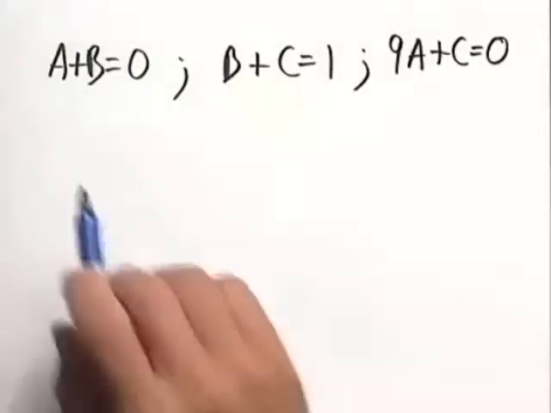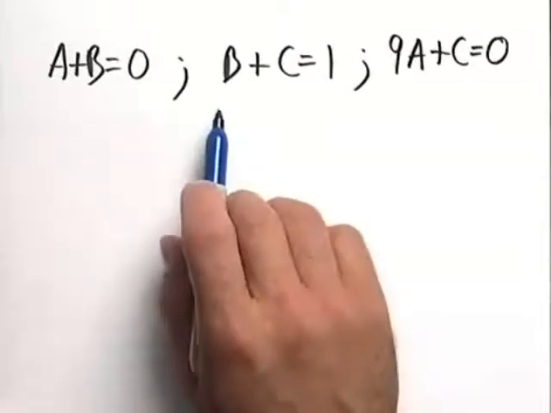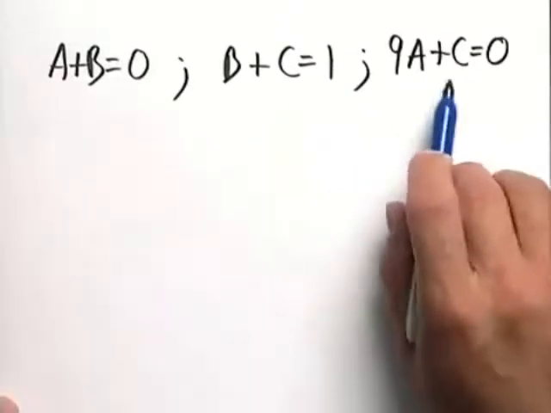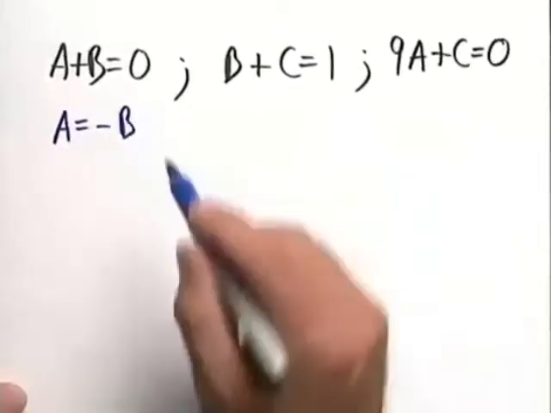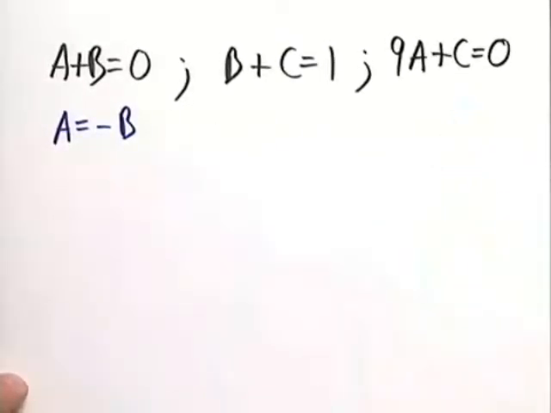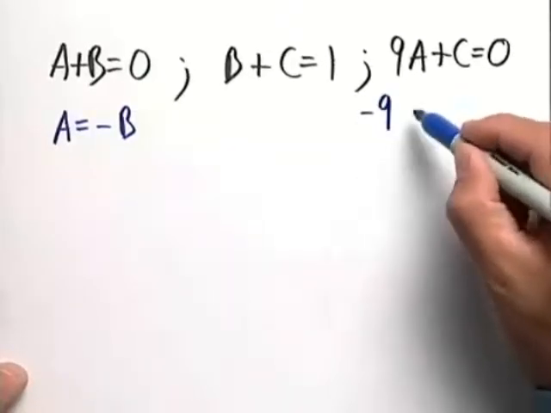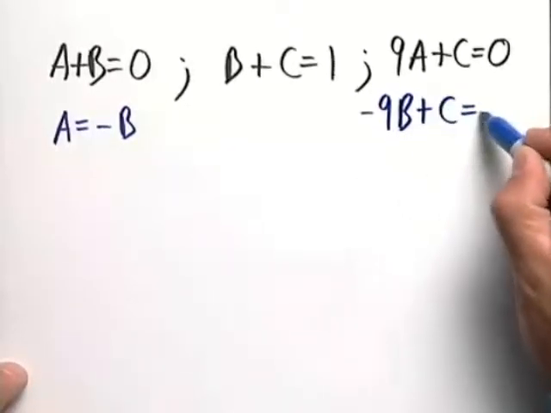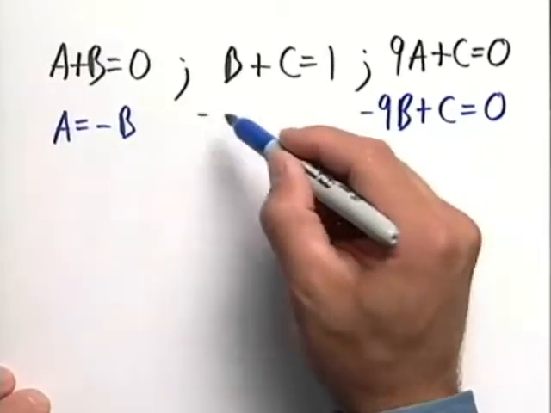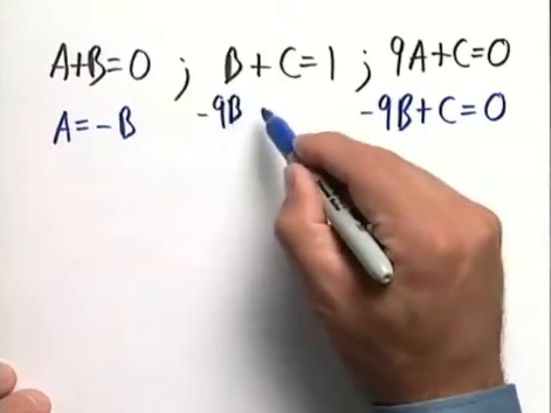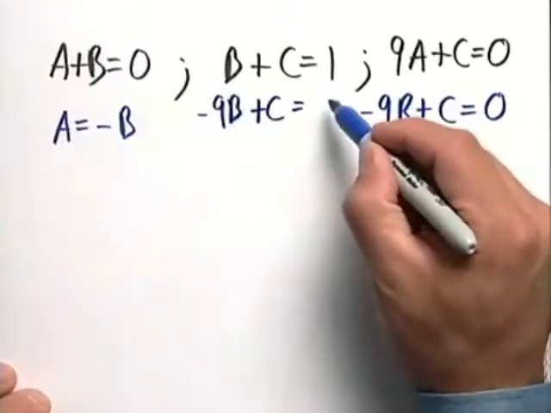Now that we have our three equations, let's go ahead and solve. We have A plus B is equal to 0, B plus C is equal to 1, 9A plus C is equal to 0. I want to start right here. A is equal to a negative B, and go ahead and plug that into our third equation to obtain negative 9B plus C equals 0. And now what we have are two equations in terms of B and C. Our new one here and our old one, B plus C equals 1. Let's go ahead and line those up here. Minus 9B plus C equaling 0.